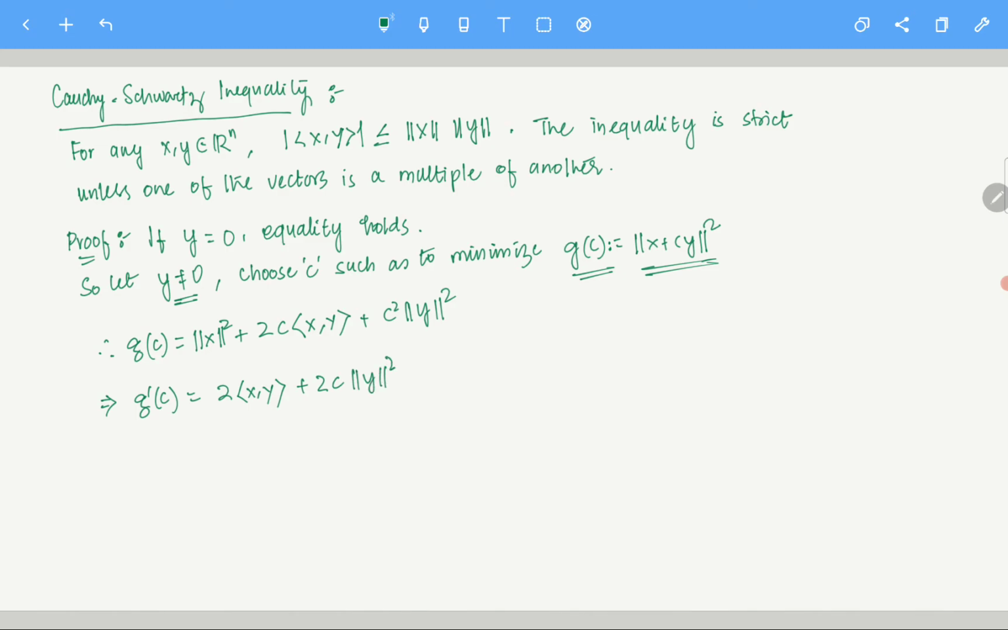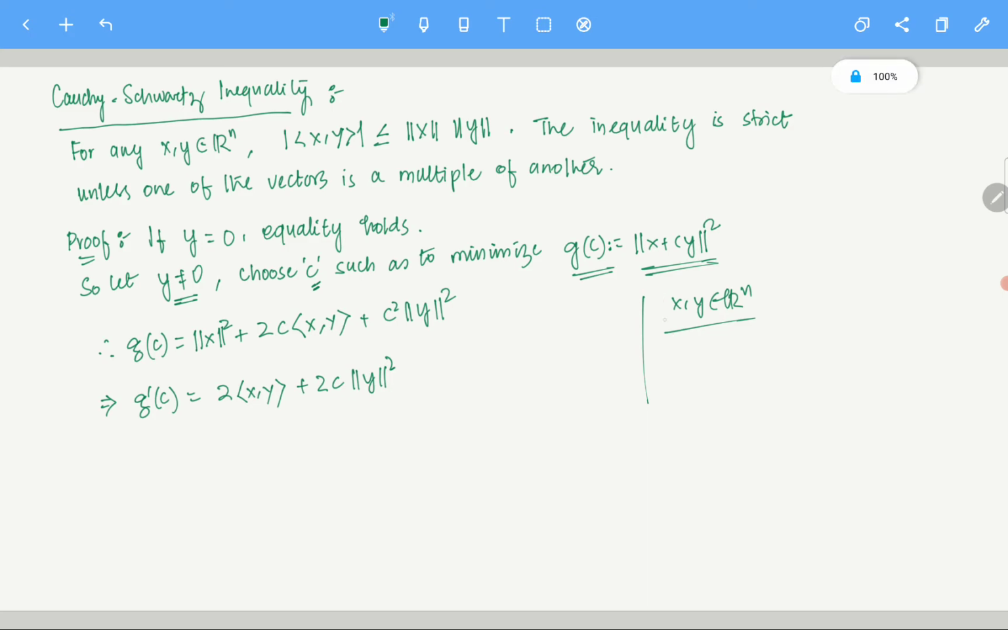Basically, what I am doing is I want to choose a c which minimizes g of c. I want to see whether you can get a c such that this happens. Essentially, what am I trying to do? I have two vectors x and y in Rn. I do not want to work with vectors in Rn. I reduce this whole thing to a function in R.